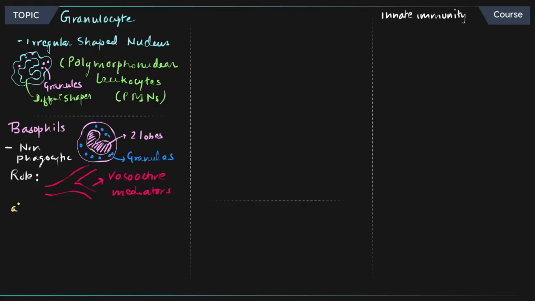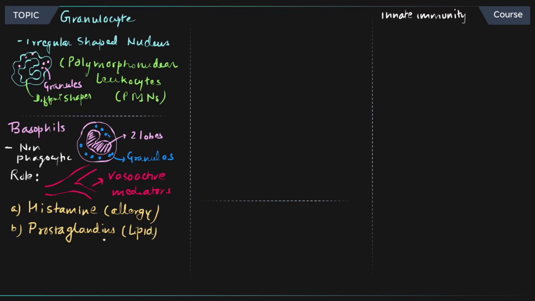Let's start with the first one, which is histamine. Histamine is a chemical that dilates blood vessels and increases their permeability. It's important for various purposes, and it's important for allergy. The second one is prostaglandins, a molecule which causes pain, fever, and inflammation, and it's a lipid molecule. So let me write it down: lipid-based signaling molecule.